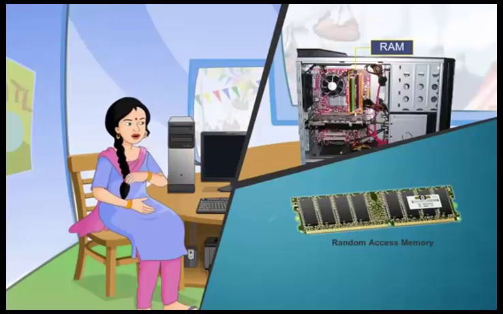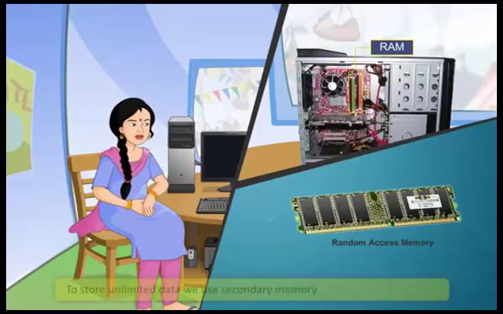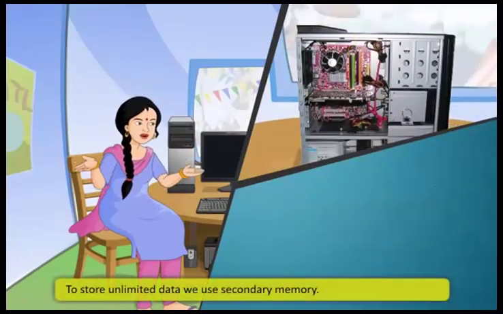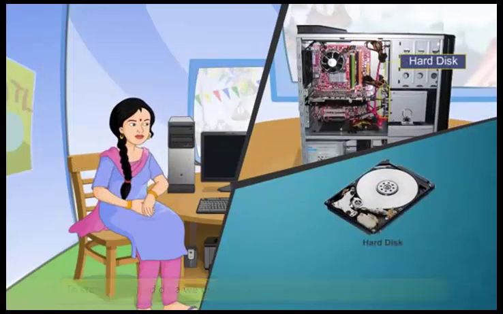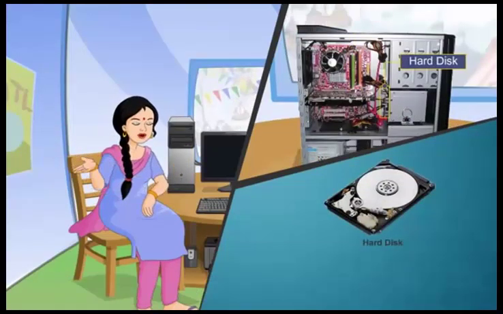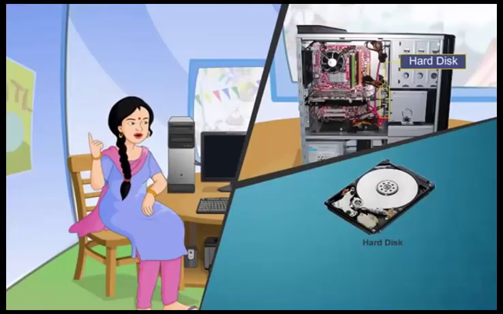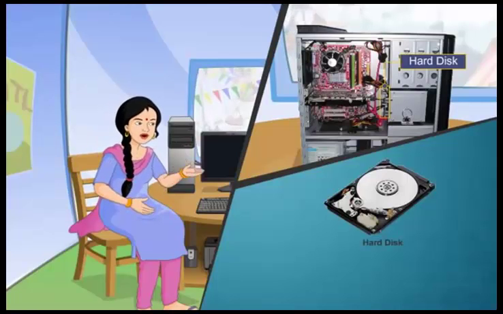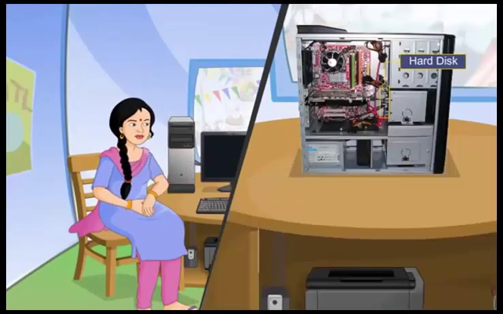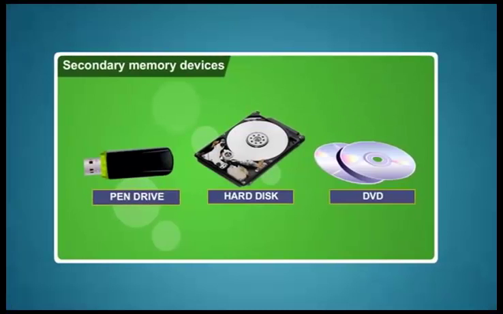The primary memory is limited, so to store unlimited data, we use secondary memory. Any data or program that is kept in secondary memory has to be copied by RAM because the computer cannot process data directly on secondary memory. These are some of the devices which serve as secondary memory: pen drive, hard disk, and DVD.